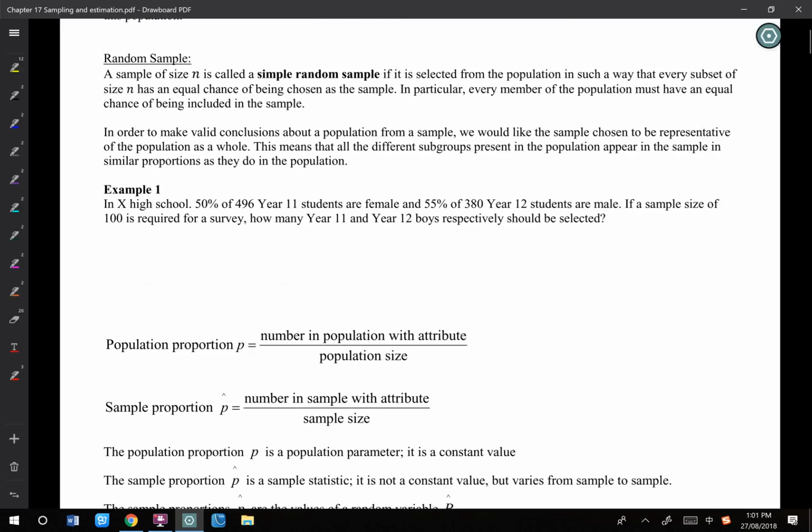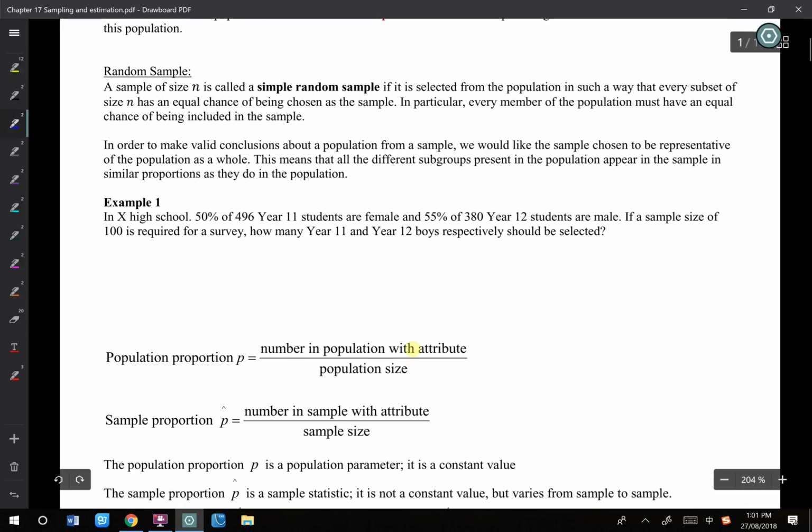For example, let's say I have 100 in school A and 200 in school B. Let's assume this is too large to talk about every single one in this population, so I want to select a sample. If I want to select a sample of 3, I need to have 1 from school A and 2 from school B. That means the sample has a similar proportion as in the population. It's a 1:2 ratio, and in my sample I want a 1:2 ratio as well.